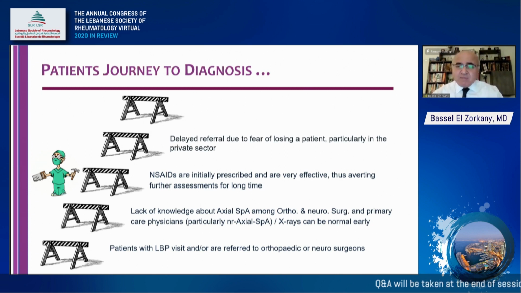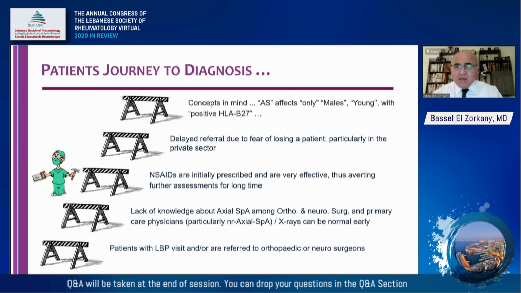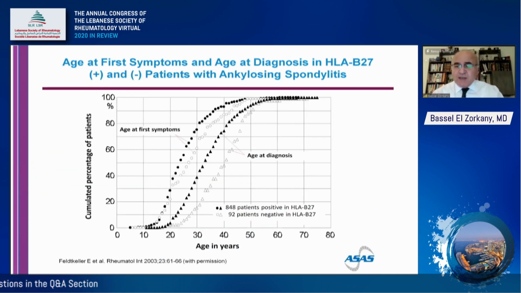And sometimes, let me be honest with you, there could be delayed referral due to fear of losing a patient, particularly in the private sector. And also the classic teaching tells them that ankylosing spondylitis is a disease of young adult males with positive HLA-B27, which may not be the case all the time. If we look at that, we find that there is a gap of about 7 to 9 years between the symptoms and the diagnosis, and the gap is much more when the patients are B27 negative.